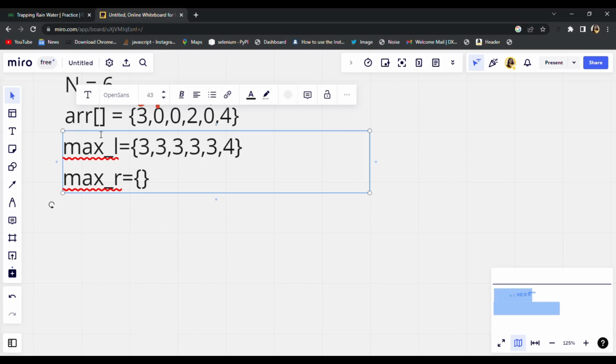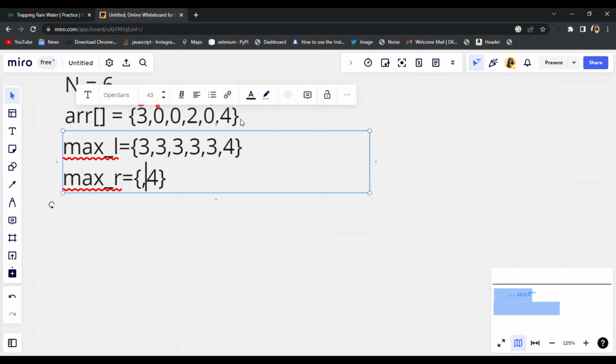Okay. So now we are going to see the max right, that is the maximum height on the right side of the current block, including the current block. Okay. So on the right side of the fifth index, which has a value of 4, there is nothing, right? There is nothing to compare. So it is including the current block. So till the last index, the fifth index, 4 is the maximum height.